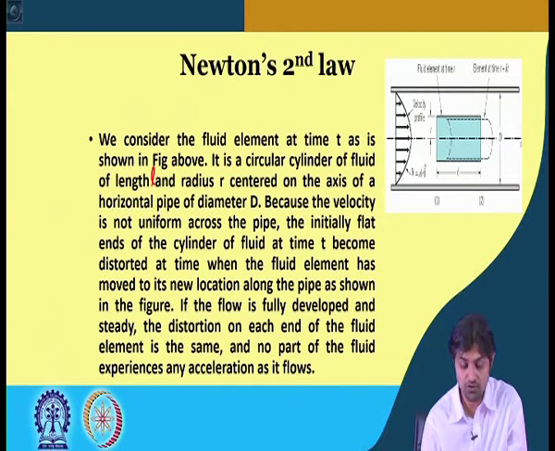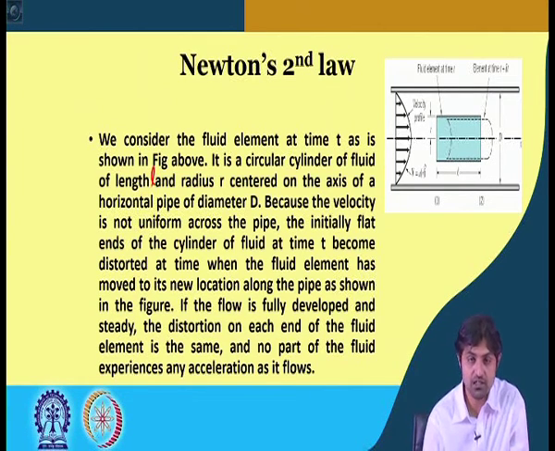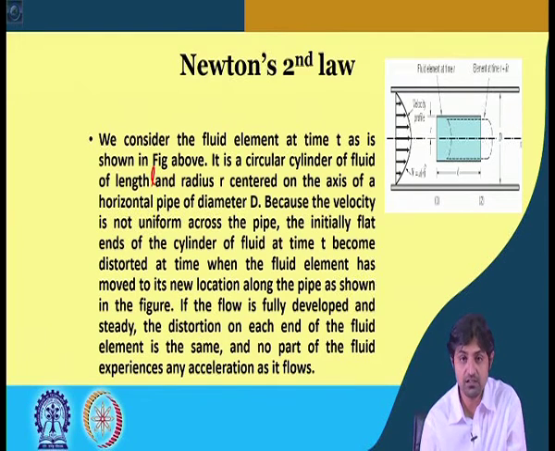Because the velocity is not uniform across the pipe, the initial flat end of the cylinder of fluid at time t becomes distorted when the fluid element has moved to its new location, and the reason is because across the radial distances the velocity is not constant, it is a function of radial distance. If the flow is fully developed and steady, meaning it is not a function of time, the distortion on each end of the fluid element is the same and no part of the fluid experiences any acceleration as it flows. So, this is the background for the derivation containing important information that will be used during the derivation.